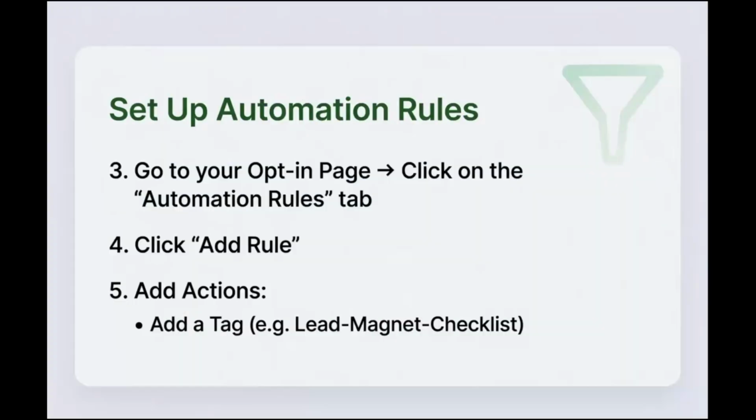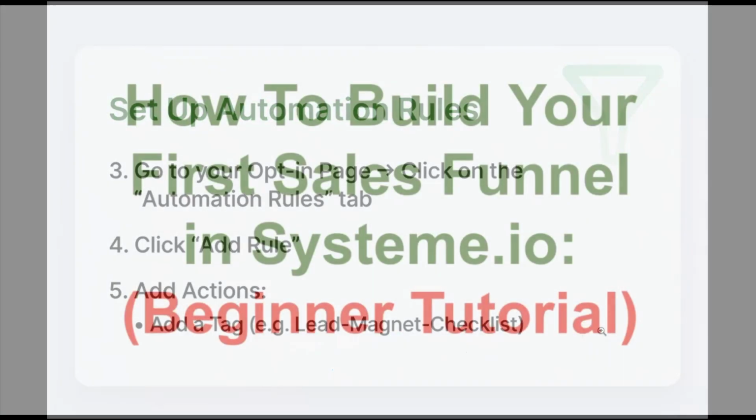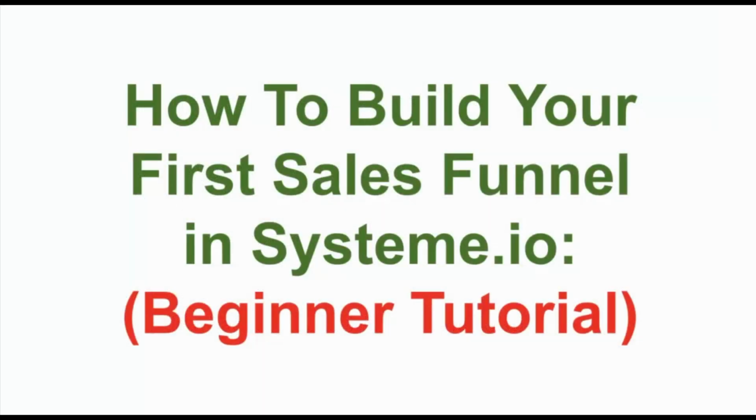So to set up those automation rules, again, you go to your opt-in page, you click on the Automation Rules tab, you click Add a Rule, and then you add the action to attach to that rule. And in this case, we added a tag. You could call it leads like we did, or you could call it lead magnet checklist, or whatever it is that you want to call it. So that's it. Your first funnel is all set up.